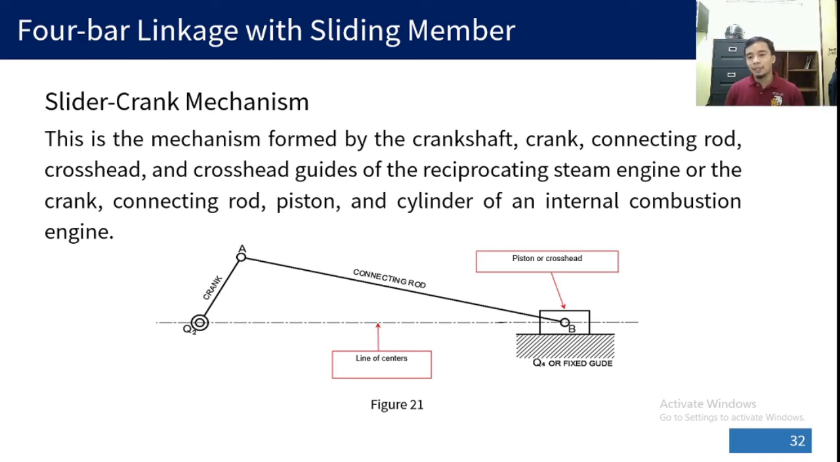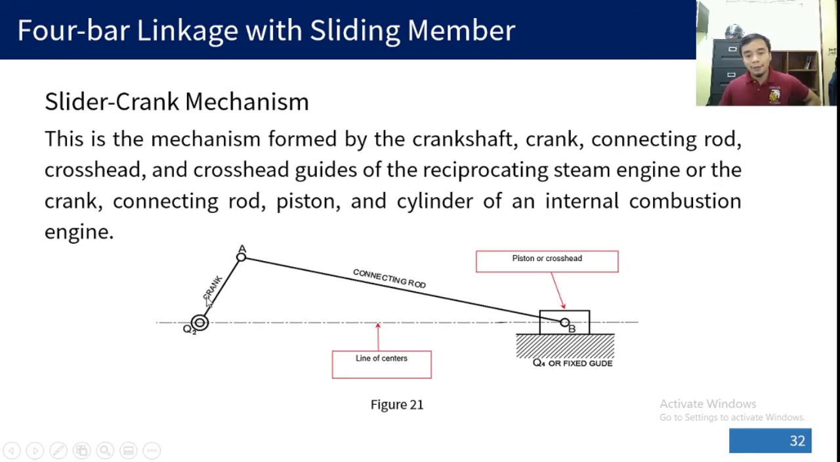For example, in an internal combustion engine we have a piston or cylinder. The previous example is also a slider crank mechanism. This one has a fixed point. The line of centers of the axis of our crank O2A is inline with the line of motion of our slider.